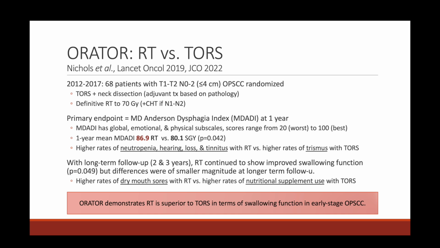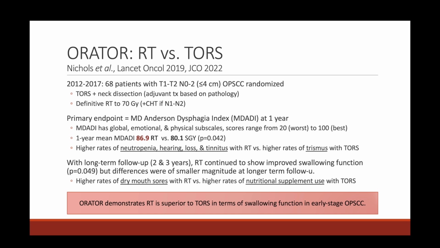They found that in terms of side effects, there were higher rates of neutropenia, hearing loss, and tinnitus with radiation versus higher rates of trismus with TORS. And then at longer-term follow-up, so 2 to 3 years, radiation continued to show improved swallowing function, but the differences were of smaller magnitude with longer-term follow-up. They found higher rates of dry mouth and sores related to the radiation versus higher rates of using nutritional supplements with TORS.